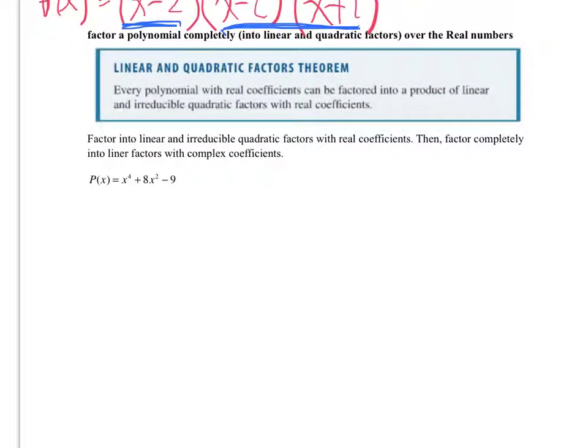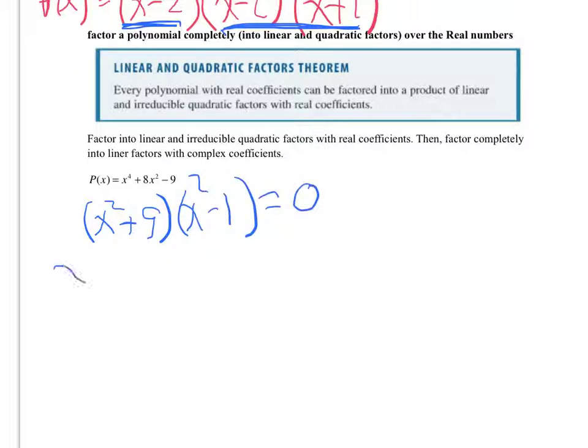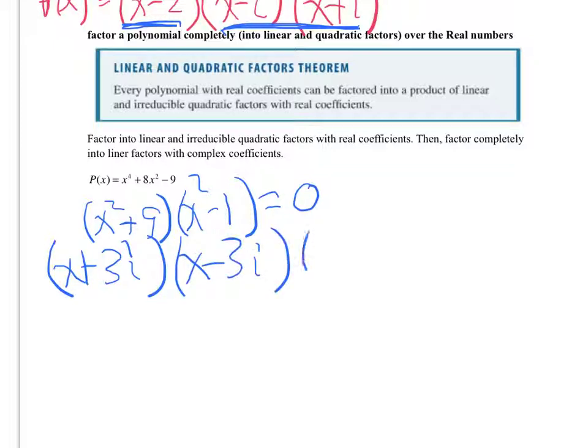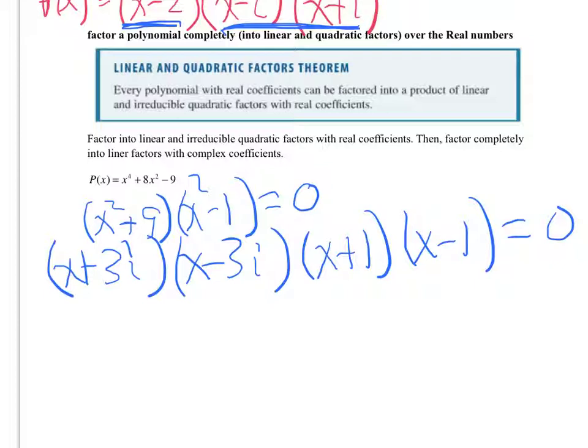So here is a polynomial we can try and factor completely. In fact, I know that I can factor this as x squared plus 9 times x squared minus 1. If I set the factors equal to 0, I can find the zeros. x squared plus 9 can be factored as x plus 3i times x minus 3i. x squared minus 1 is the difference of two squares. That's x plus 1 times x minus 1, and that equals 0. So I have 4 zeros. I'm supposed to factor it completely into linear factors. So there it is. It's factored completely into linear factors.